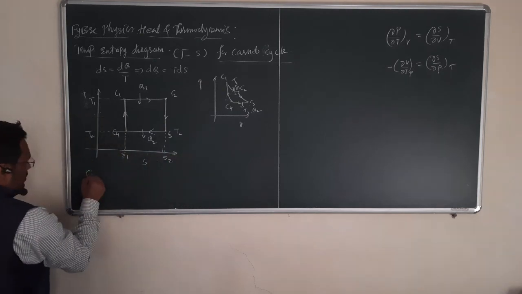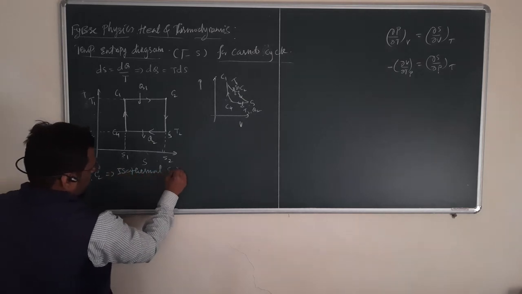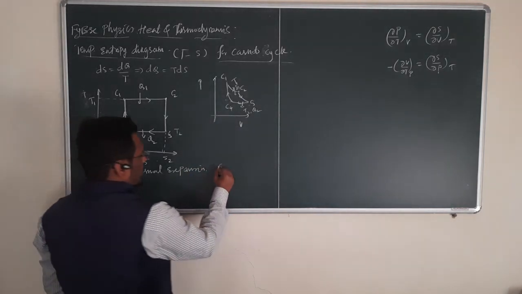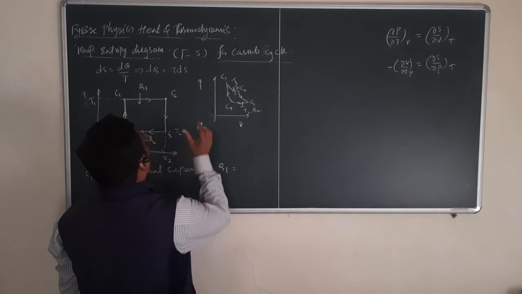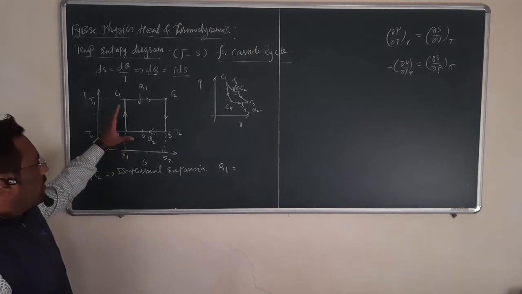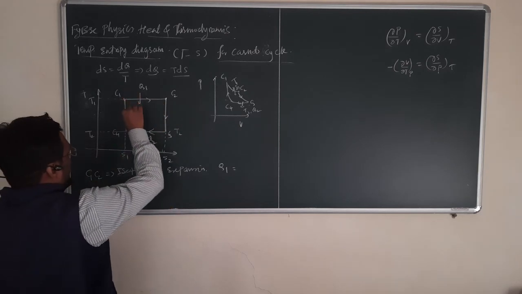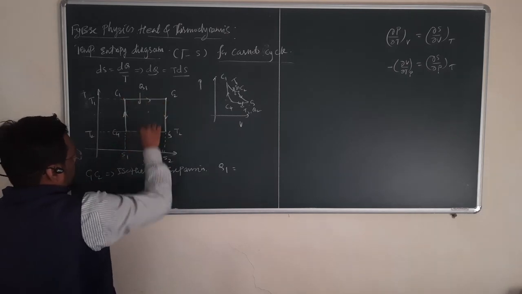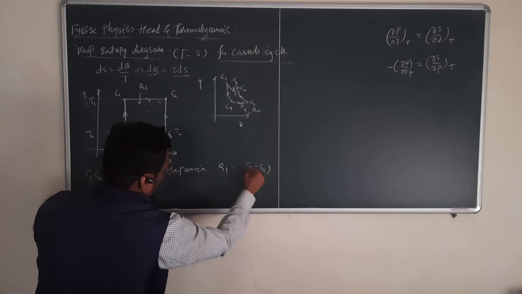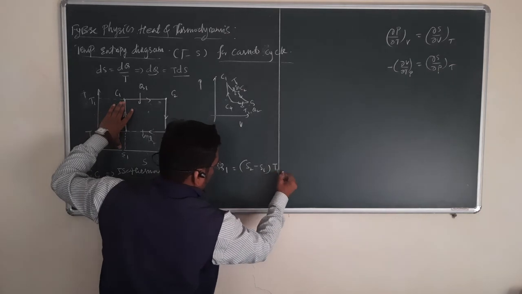Now, along C1, C2, which is isothermal expansion, the amount of heat energy absorbed Q1 is equal to, now we know dq can be written as the product of T and ds. Now here along the C1 C2 curve we have to take the area under the curve. So this area under the curve is, this length is S2 minus S1, multiplied by this height T1. So this is the equation.